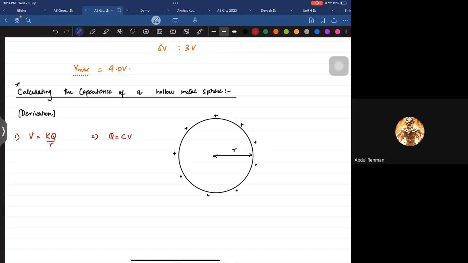So what I'm going to do is I got to remove this v, okay? So I'm going to put this value right here. If I do that, then it's going to be q equals to c times kq over r, just like that. Q and q is going to cancel out. So I'm going to get r equals to c times k, and c will be equal to r over k. You guys get it?